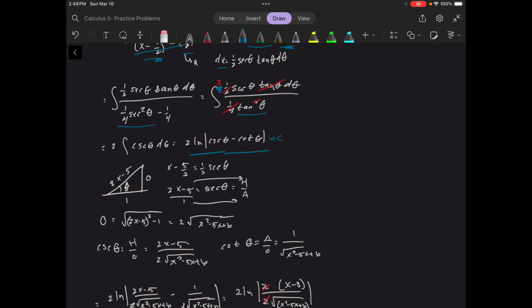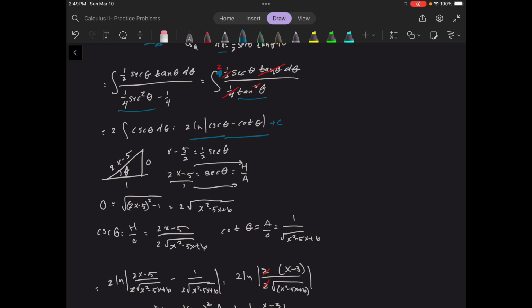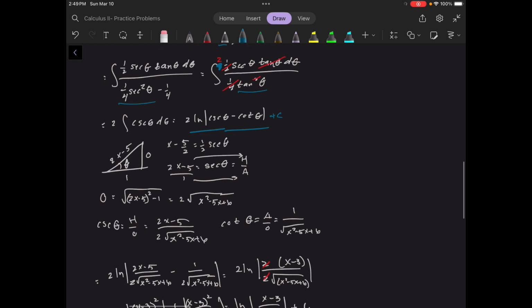I forgot my c. And then you have to make the triangle, and we already know that x minus 5 halves equals 1/2 secant theta, so we can multiply everything by 2 to find secant theta is 2x minus 5 over 1. Secant theta is h over a, so that means 2x minus 5 is the hypotenuse, and 1 is the adjacent side to the angle. We can use Pythagorean's theorem to find this. This is not a 0, it's an O, the opposite side to the angle.